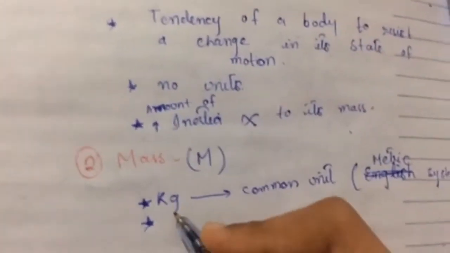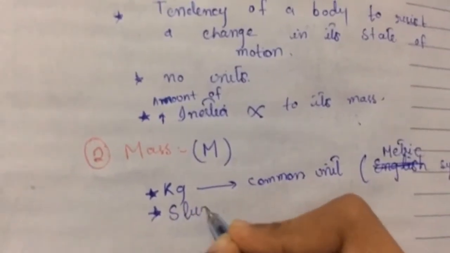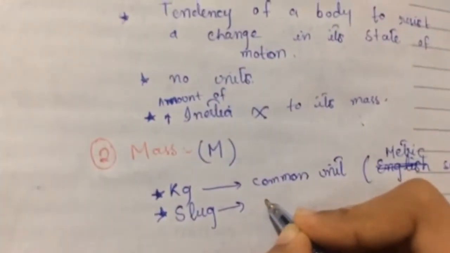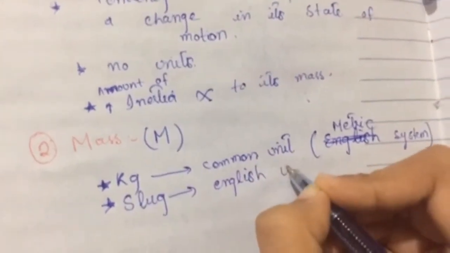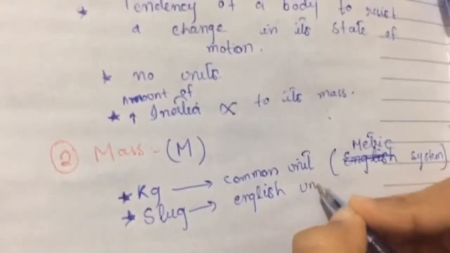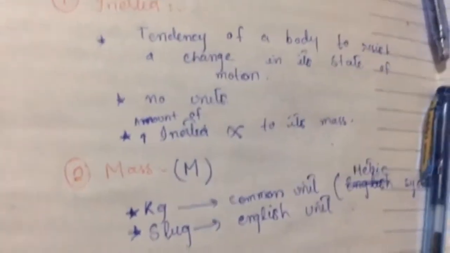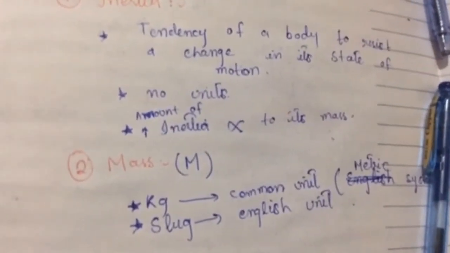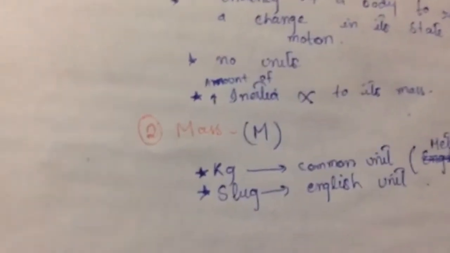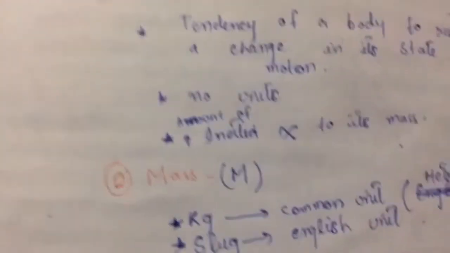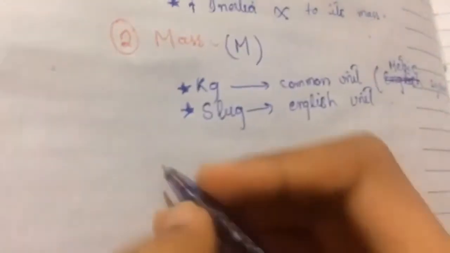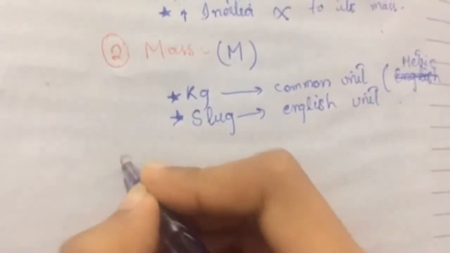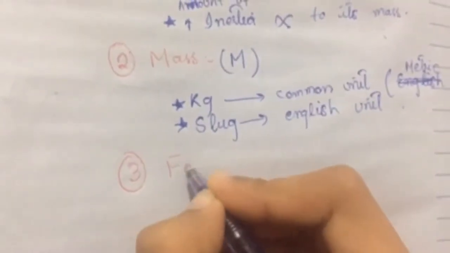And the other is slug, that is related to the English system, or English unit system, which is much larger than the kg if we measure them. So this is rarely usable, so we cannot use that. The common unit of mass is kg, so kilogram. Okay, after that we can discuss the third point, which is force.